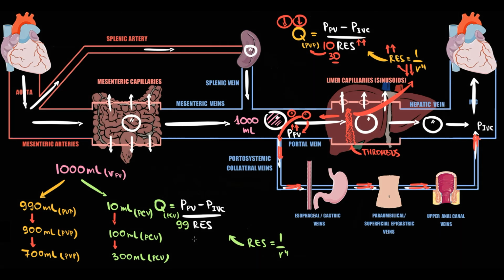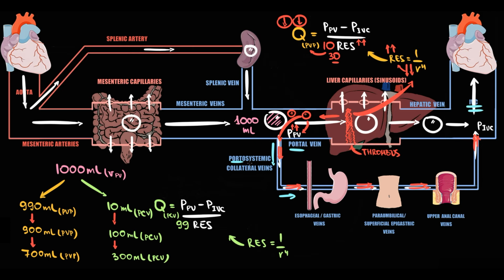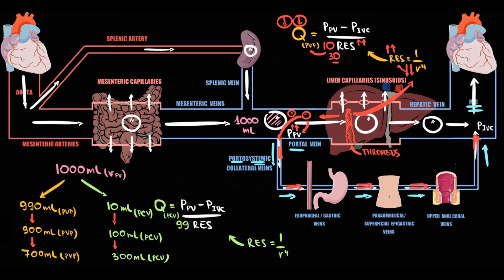So portosystemic collateral vessels, in case of portal hypertension, provide partial decompression of the portal vein. As we see, they take on 300 ml of blood, because otherwise, this volume of fluid will progressively accumulate inside the portal vein, and at some point will cause rupture of the portal vein. Because these vessels provide blood flow from the portal vein into the inferior vena cava, they are called portosystemic. Systemic because the inferior vena cava is one of the largest veins, also called systemic veins.